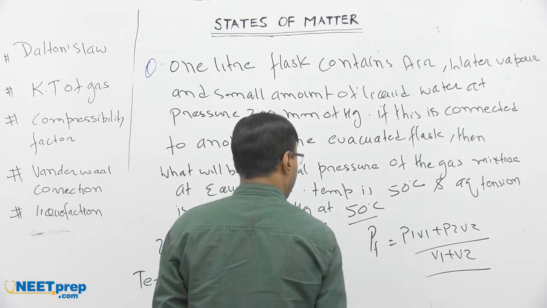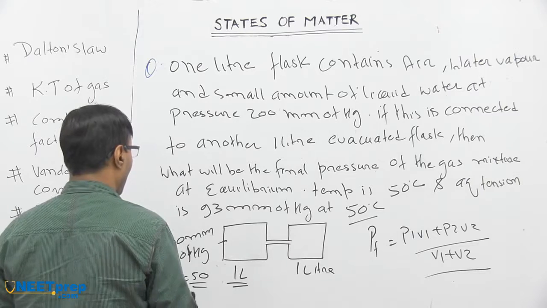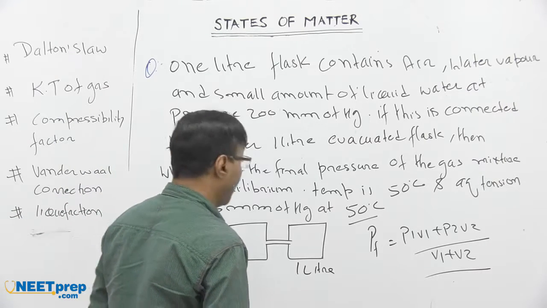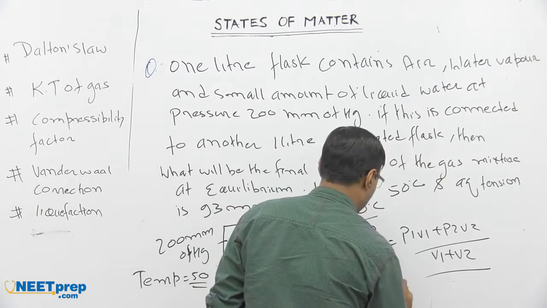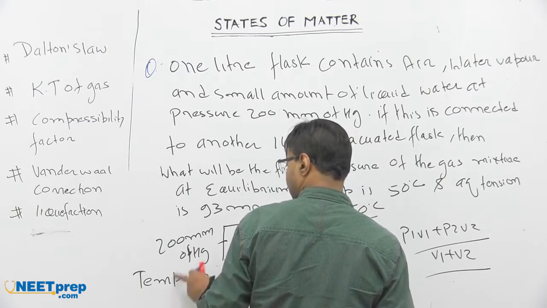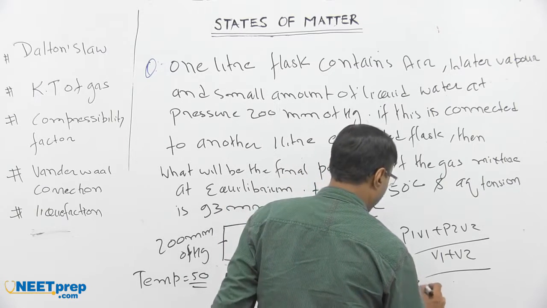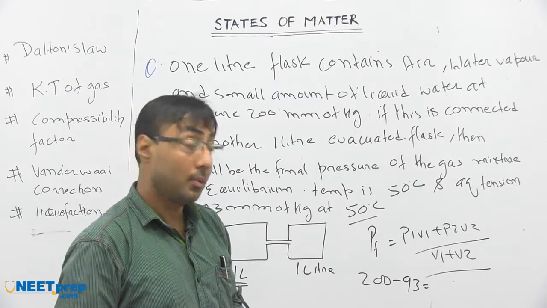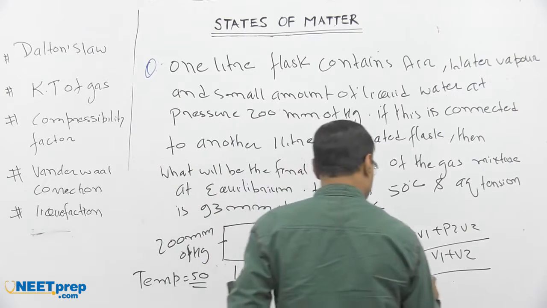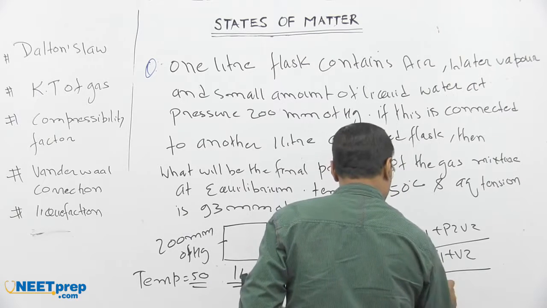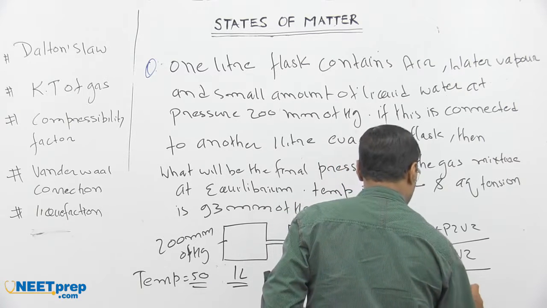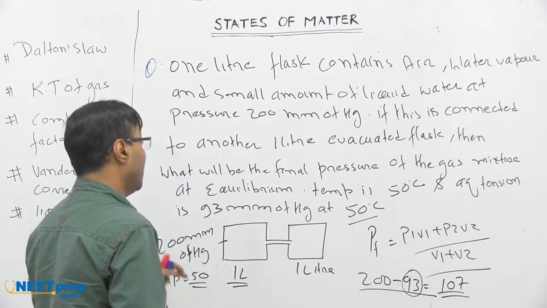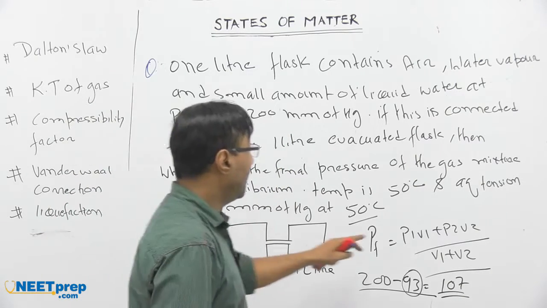So what is P1 in this case? P1 is 200 minus 93. Why 200 minus 93? Because 93 is the aqueous tension. So the answer is 107.